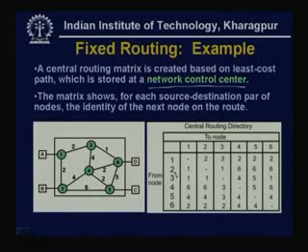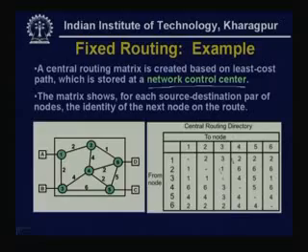For example, if the destination is 3, then from 1 it has to be forwarded directly to 3 because it is directly connected. On the other hand, if it is 4, then it has to be forwarded to 2, and after that where it will go can be obtained as we shall see later. So, in this way, such a big routing directory has to be stored in the network control center.